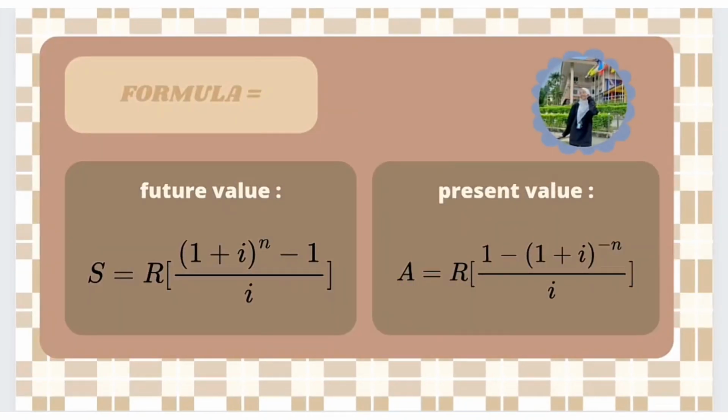Formula: future value S equals R, open bracket, open another bracket, 1 plus i, to the power of n, minus 1, and divide by i. Present value A equals R, open bracket, 1 minus open bracket 1 plus i close bracket, power negative n, divide by i.